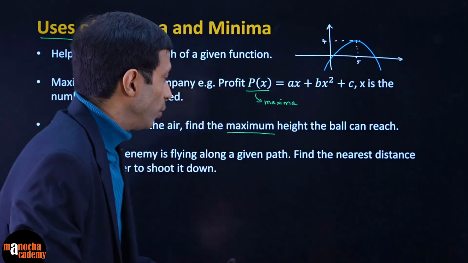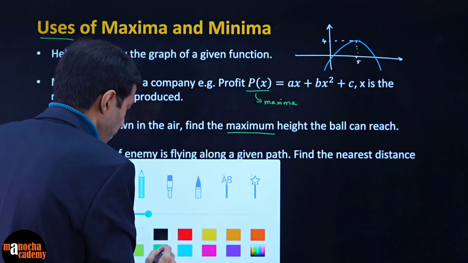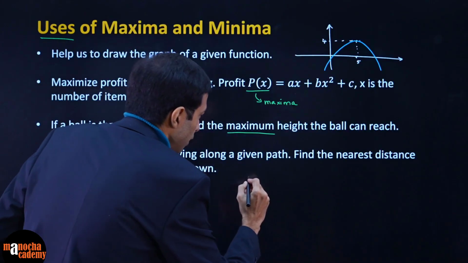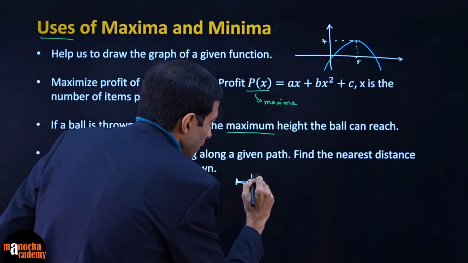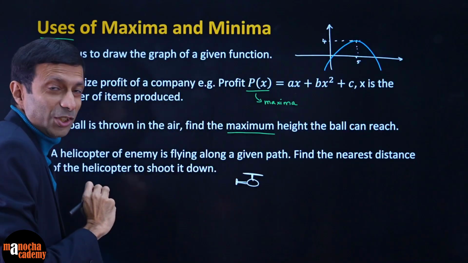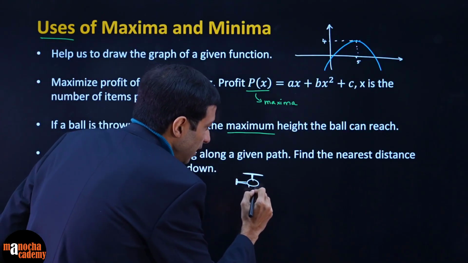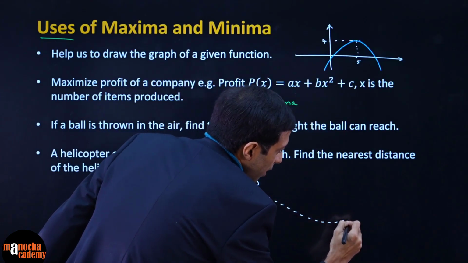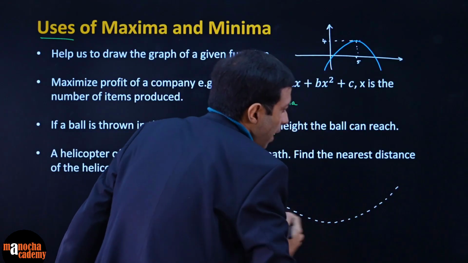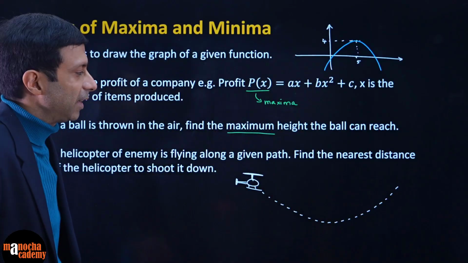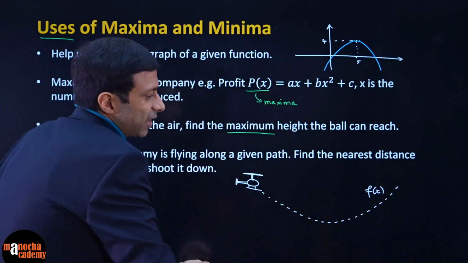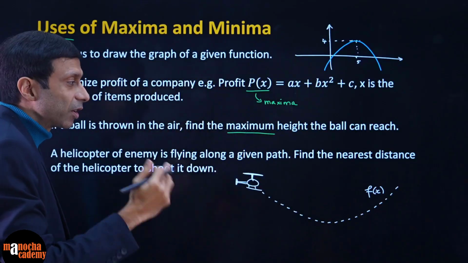Or another military example: suppose there's an enemy helicopter or plane flying and they have calculated its function. They know its path. So let's say the helicopter's path is something like this. So here's a helicopter. I'm not a great artist, but there's your helicopter, and let's say it's flying and following a parabolic or some curved path like this, and they have actually worked out the function. Let's say this is the x-axis and this is the y-axis. They've worked out the function.